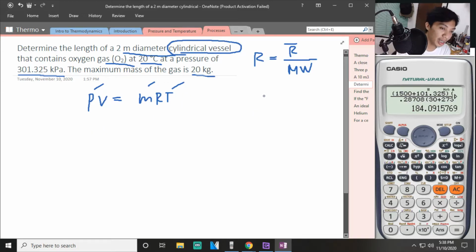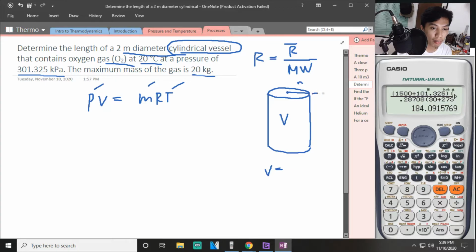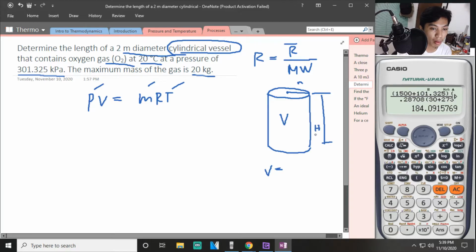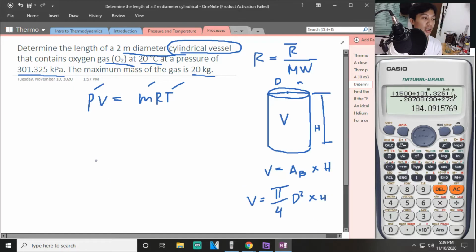Ngayon, pag cylindrical vessel, di ba, going back to your geometry, para makuha mo yung kanyang volume, that is equal to ano? Meron ka ditong radius. Meron kang height. Radius or kapag buo, diameter. Ayan, diameter na lang. So, that will be yung area of the base times height. Ngayon, the volume is equal to pi over 4 d squared times h. Ang hinahanap natin is h. So, we have to substitute yung value ng V dito.